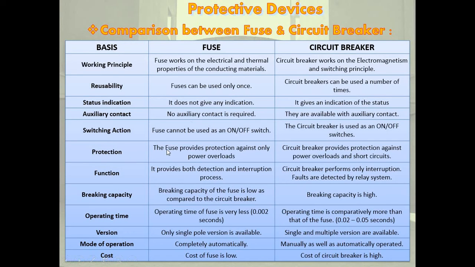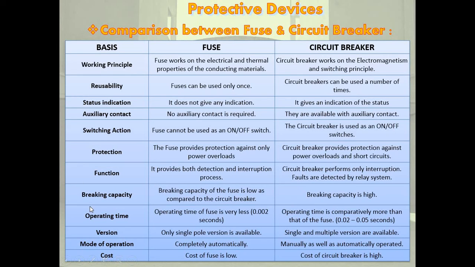Protection. The fuse provides protection against only power overload, while the circuit breaker provides protection against power overload and short circuit. Function. A fuse provides both direct detection and interruption process, while the circuit breaker performs only interruption. Faults are detected by the relay system.